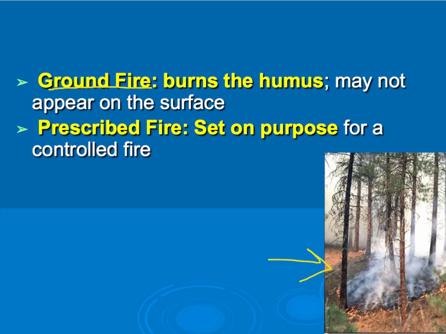And finally, the last one is a prescribed fire. These are fires set on purpose to help control another fire, or if an area hasn't burned in a while, it's a way to clear all of the brush out so that a bigger fire won't occur there.